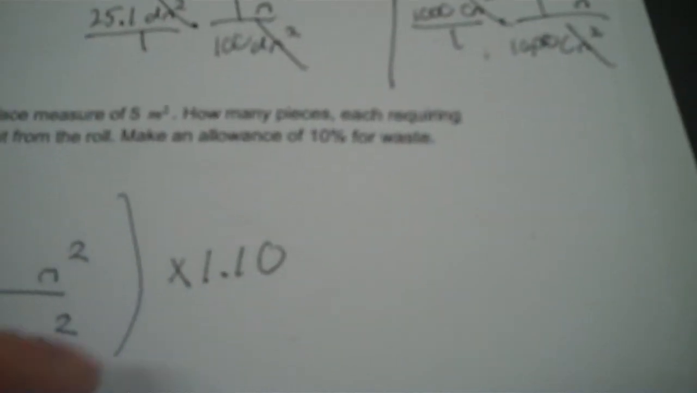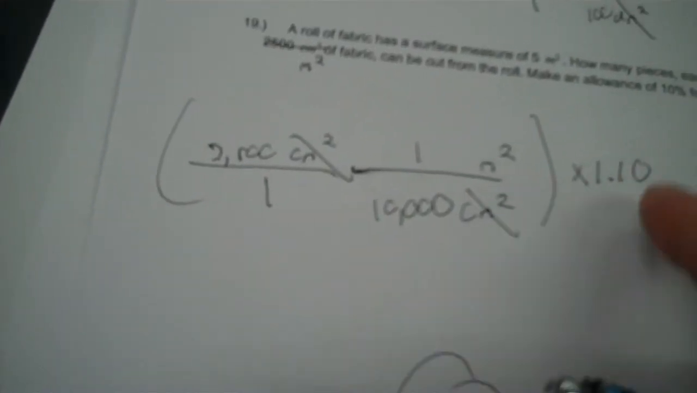Okay, it's similar to the last one, except the last one, there was a problem on the last test like that, except you didn't have the percent waste. So after you get done with that, and you get how many square meters are a piece, you got to take that times 1.10.